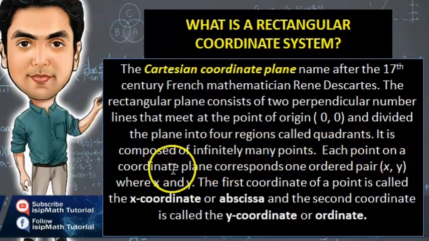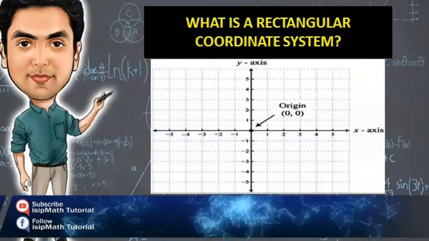It is composed of infinitely many points. Each point on a coordinate plane corresponds to one ordered pair, or the values of x and y. The first coordinate of a point is called the x-coordinate, or abscissa, and the second coordinate is called the y-coordinate, or ordinate. So ito po yon. Ito po yung itsura ng rectangular coordinate system or Cartesian plane.